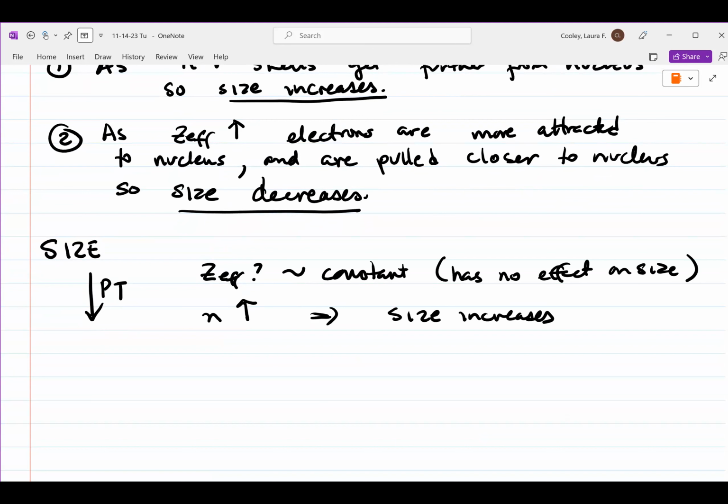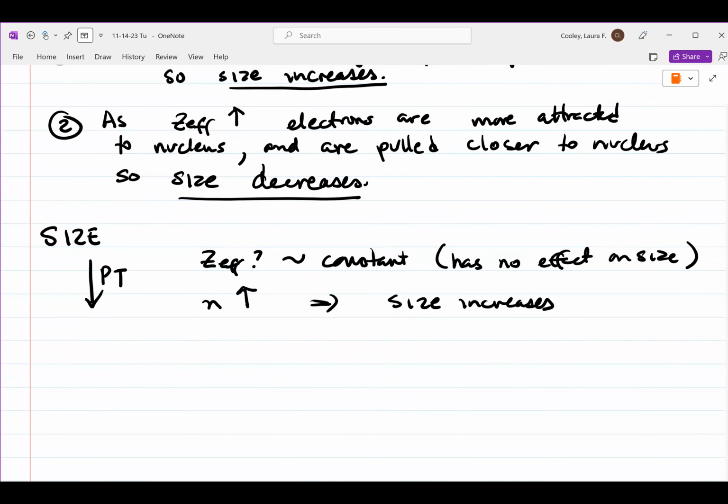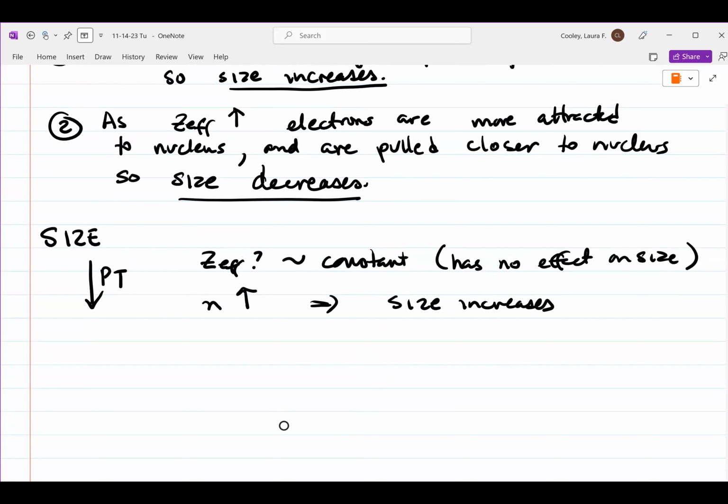Okay, so for every one of these things that we analyze, one thing is going to be constant, either Z effective or N, and the other thing is going to determine the trend. It stays about the same. First approximation, we're not talking about then this happens and that happens. Let's keep it simple.